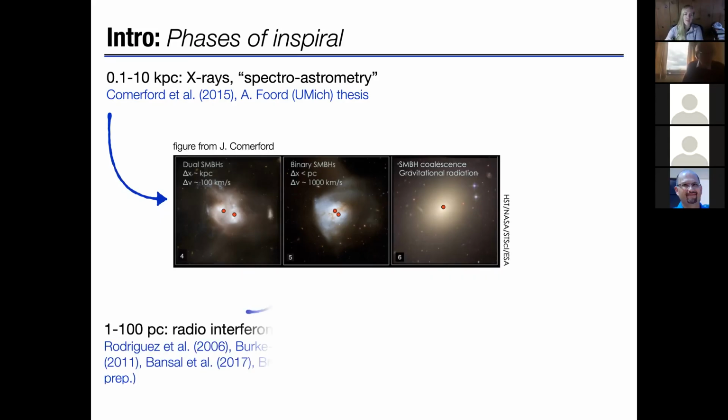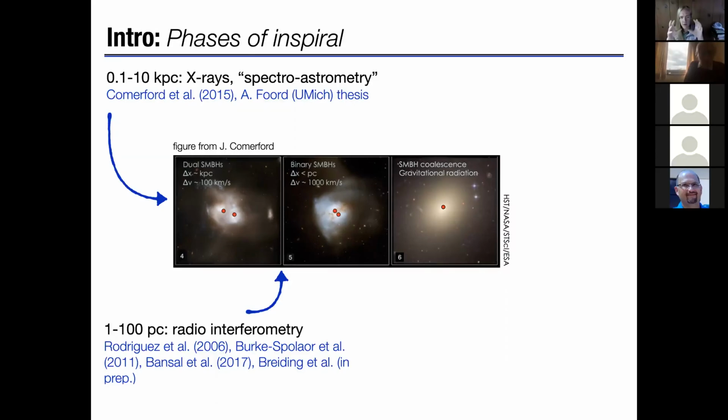At closer separations, you can do radio interferometry and try to find two flat spectrum radio cores that would indicate that you might have two accreting supermassive black holes. And this is really where the best example comes from. It's this CSO 0402. It's a 7 parsec separation system that's got these two flat spectrum radio cores. It was discovered in this Rodriguez paper.